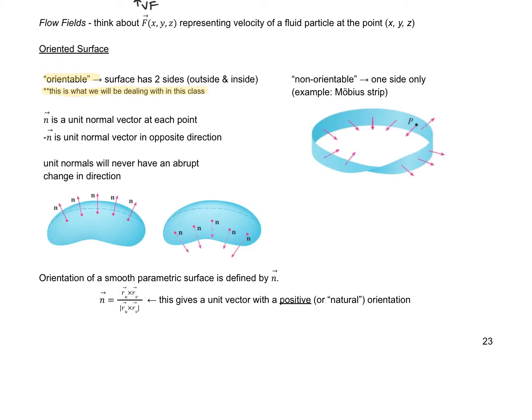So some things to know. n is a unit normal vector at each point. The opposite of n is the unit normal vector in the opposing direction. Unit normals are never going to have an abrupt change in direction for an orientable surface. So you can see here, you're not all of a sudden going to be going from straight up to straight down if you have an orientable surface. It is not possible all of a sudden for n to be going down here. So that is not possible.